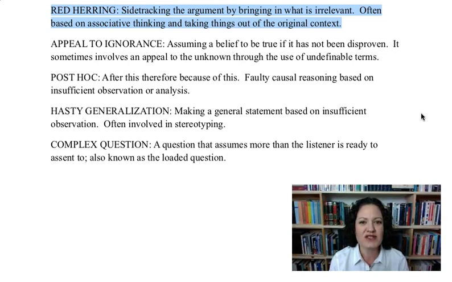But a red herring is sidetracking the argument by bringing in what is irrelevant. And it's often based on associative thinking rather than logical thinking, and taking things out of the original context. Now, a red herring could be something that is done purposefully to distract a person, or it could be done in a way that a person is not conscious of doing it.